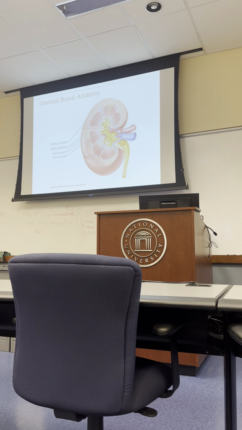Then, you're gonna see the cortex, see? Lighter color. Then triangles like this, with the base facing the cortex. So those are the medullary pyramids. We call them medullary pyramids. So now I'm in the medulla, because those are medullary pyramids.